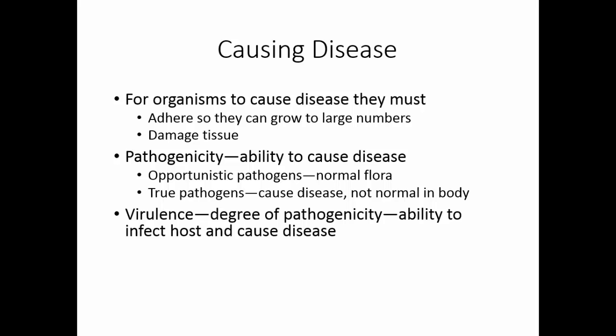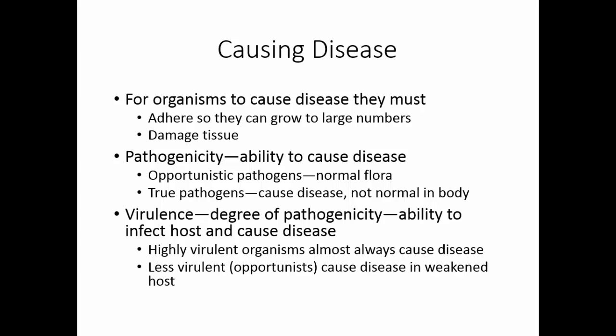Virulence refers to the degree of pathogenicity. This is the ability to infect the host and cause disease. Highly virulent organisms almost always cause disease. Less virulent organisms, like opportunists, cause disease only in a weakened host. Virulence does not have anything to do with the severity of the disease, just the increased ability to cause disease.